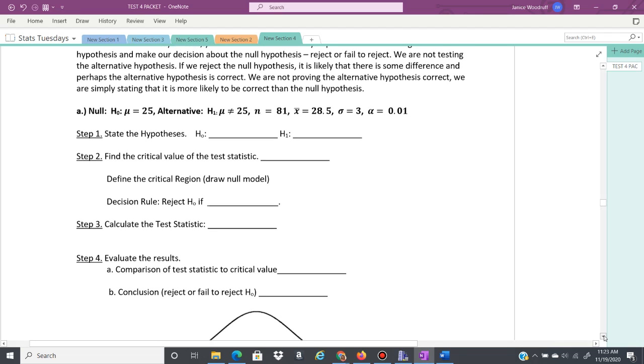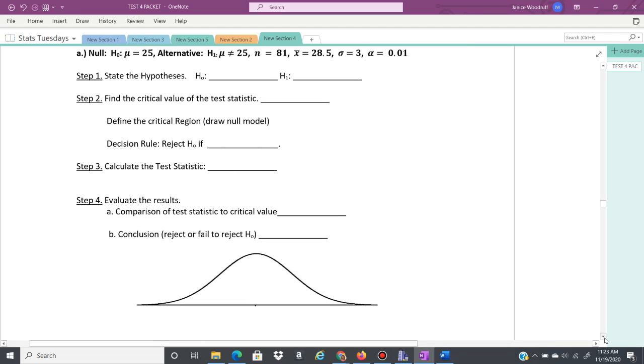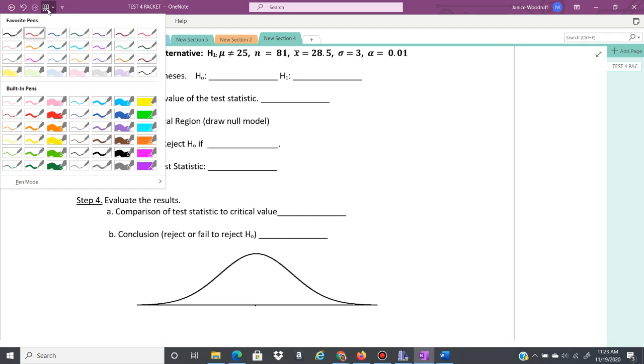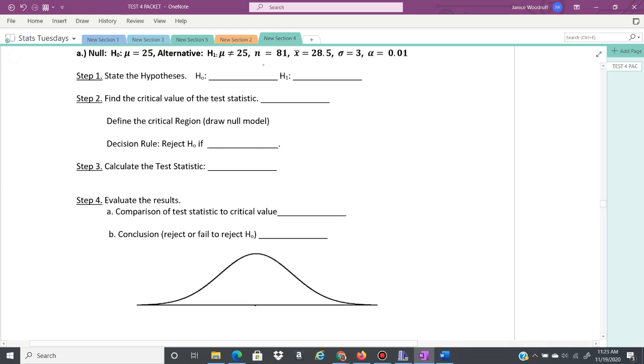So let's look at an example. Okay, we're going to walk through this. You have a null hypothesis given to you that the mean is 25, and an alternative hypothesis that the mean is not equal to 25. So let's write that down. The null hypothesis: mean equals 25. Alternative: mean does not equal 25.